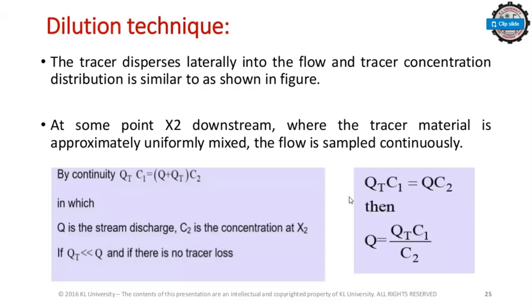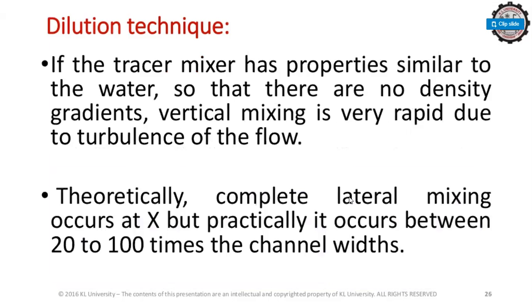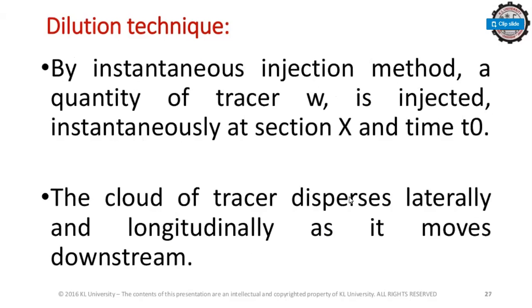At some point x2 downstream, where the tracer material is approximately uniformly mixed, the flow is sampled continuously. If the tracer mixture has a property similar to the water, so that there are no density gradients, vertical mixing is very rapid due to turbulence of the flow. Theoretically, complete lateral mixing occurs at x2, but practically it occurs between 20 to 100 times the channel width.